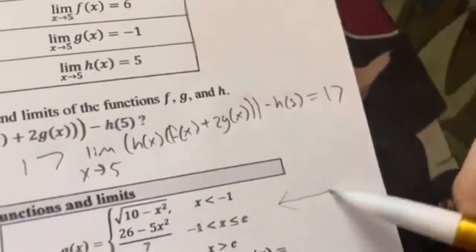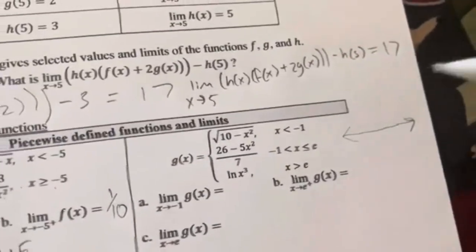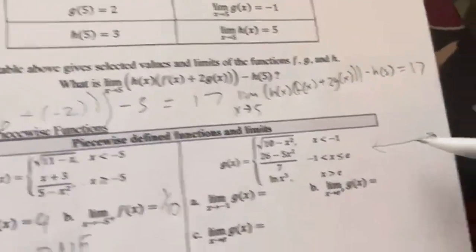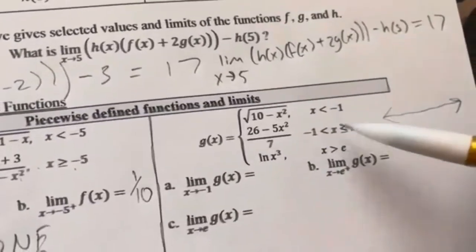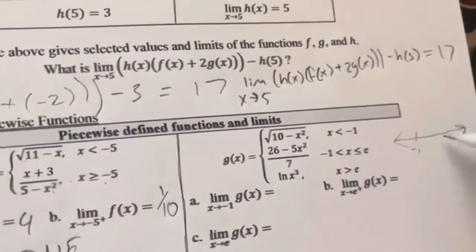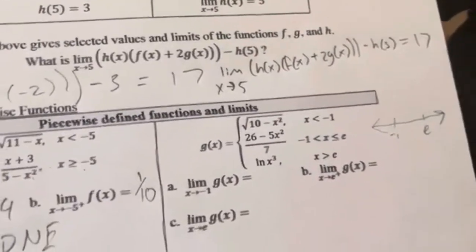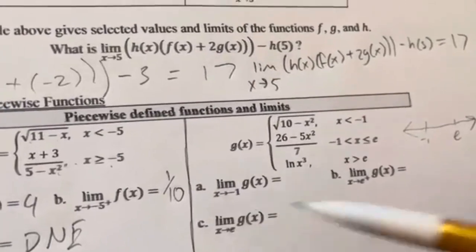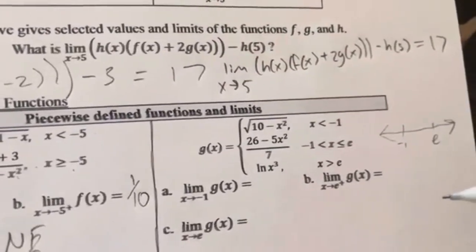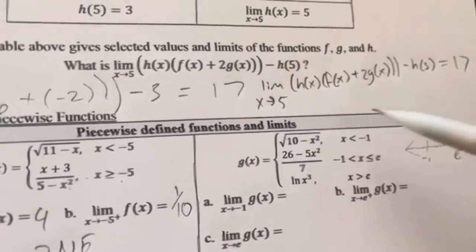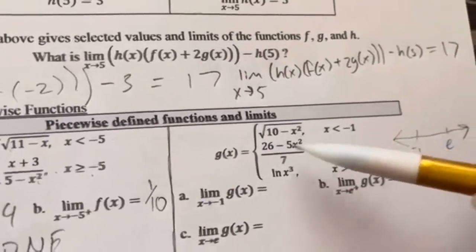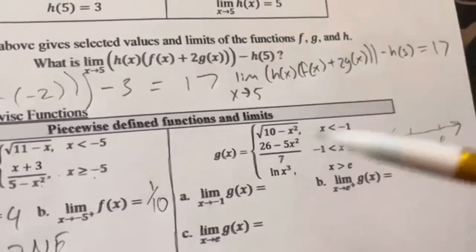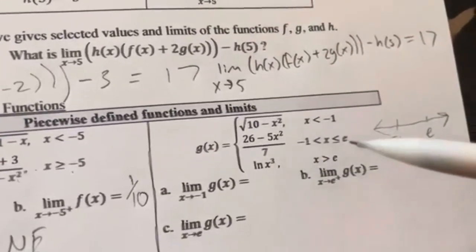Same over here, number line. Since it's working with negative 1 and e, we'll put negative 1 here and e right here. This is just a visualizer. The limit of g of x as x approaches negative 1, we could use this equation. Negative 1 squared is 1, 10 minus 1 is 9, square root of 9 is 3.